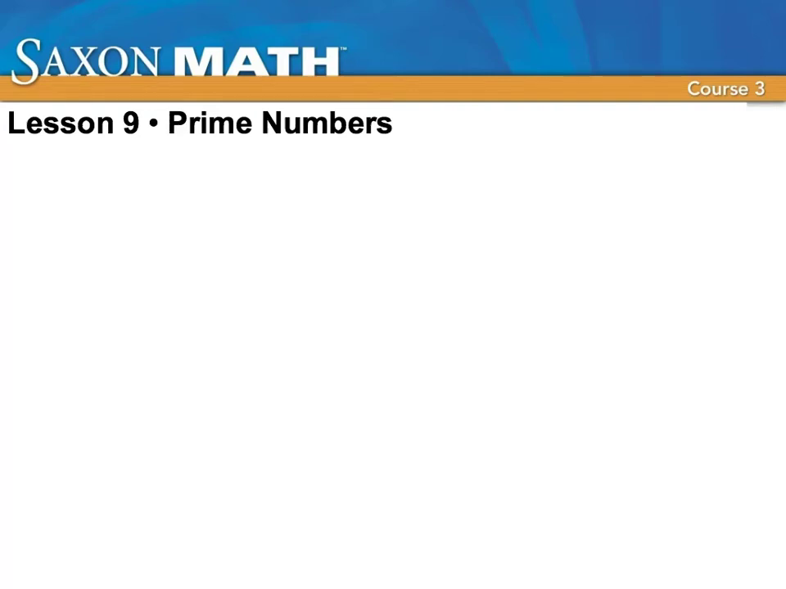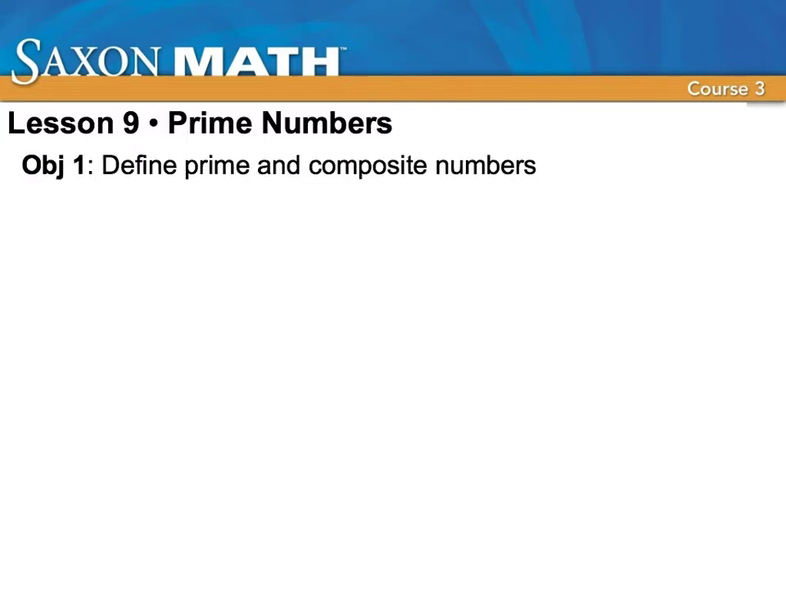Okay, this is lesson 9. We're talking about prime numbers today. So we're going to go on to our first objective, which is to define prime and composite numbers. Okay, two different types of numbers.